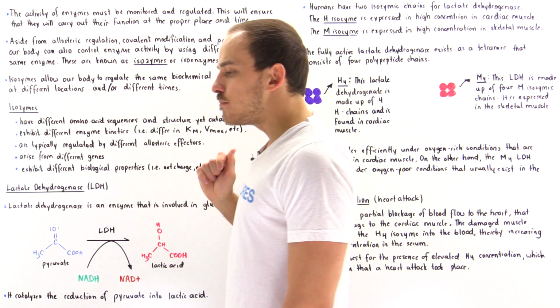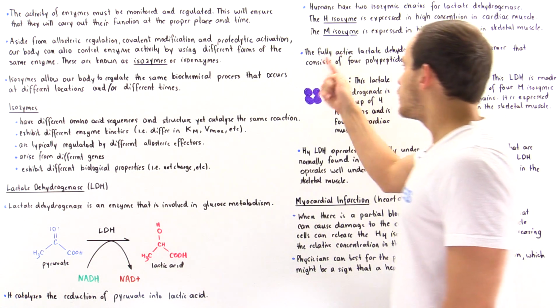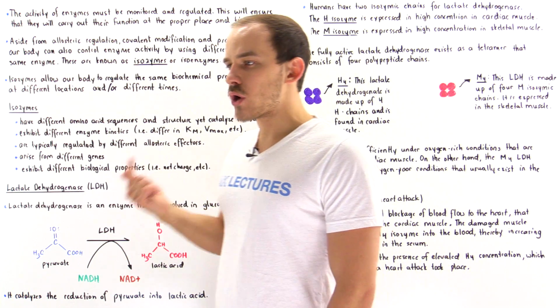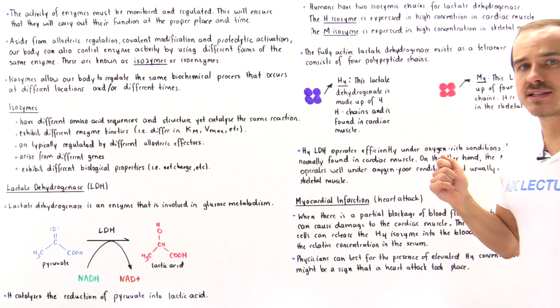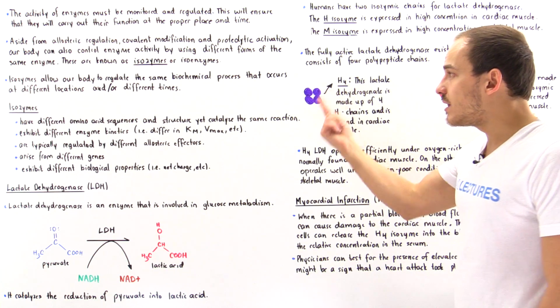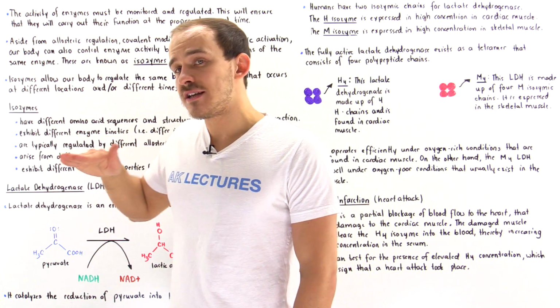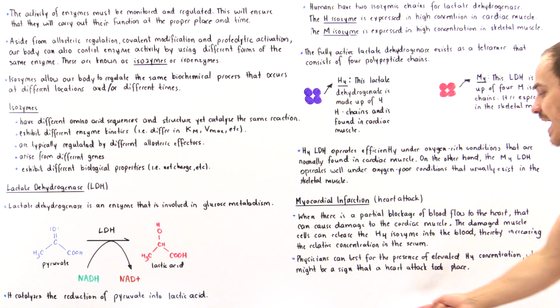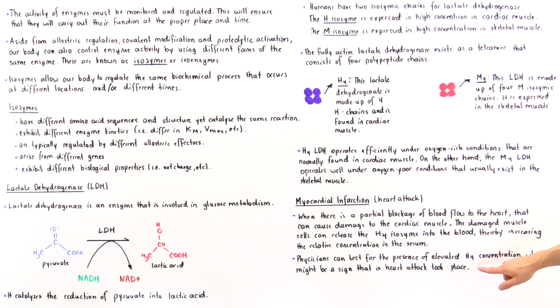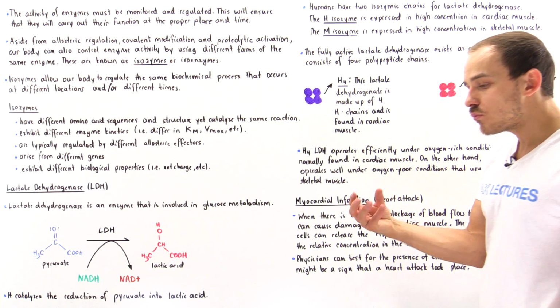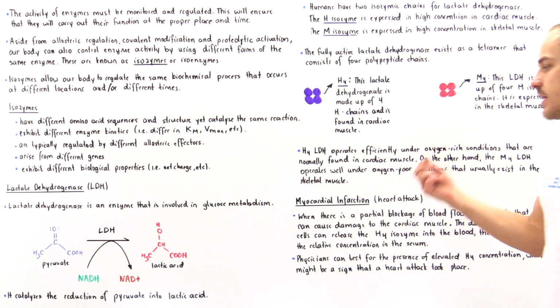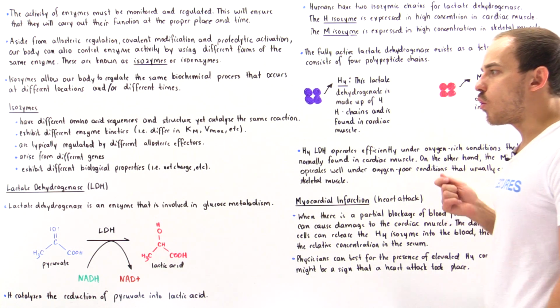Now, as the cardiac muscle is damaged, releasing the H4 LDH into the blood will increase the relative concentration of this molecule inside of the blood. And this molecule is typically not found in a specific high concentration inside our blood. So physicians can test for the presence of elevated H4 concentration in the blood, and this can help them discover the fact that this individual has experienced a myocardial infarction, or a heart attack.